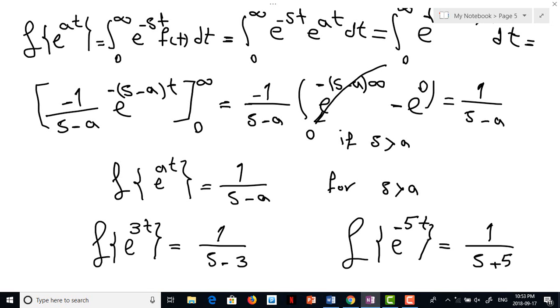So here we finish the first lecture. In the second lecture, we're going to talk about the Laplace transform of more complex functions.